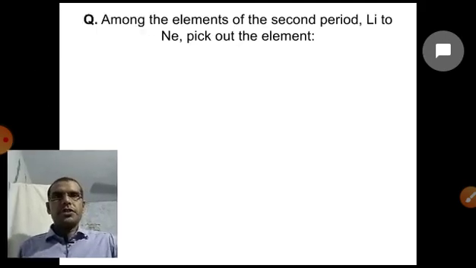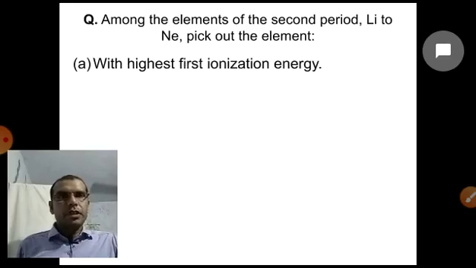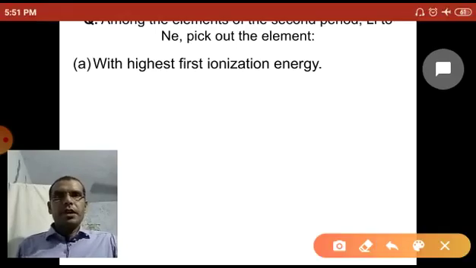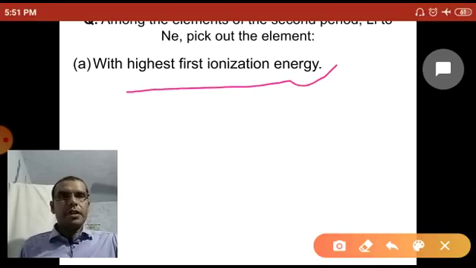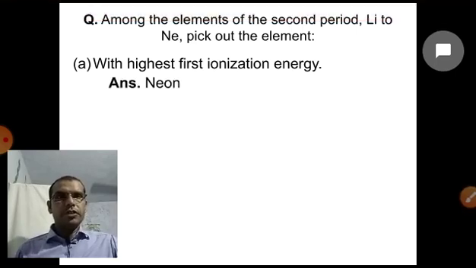Now the next question is, among the elements of the second period, lithium, beryllium, boron up to neon, pick out the element with the highest first ionization energy. So the first ionization energy is highest in the case of the noble gases in a particular period. So neon has the highest first ionization energy. So the answer is neon.